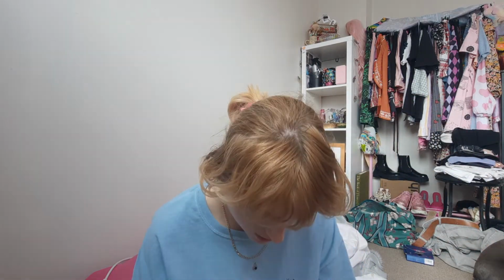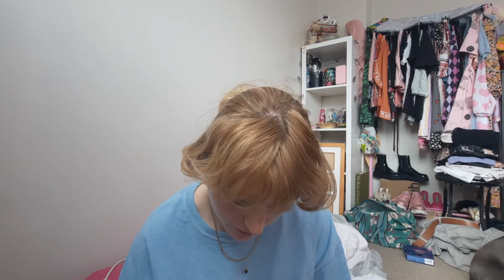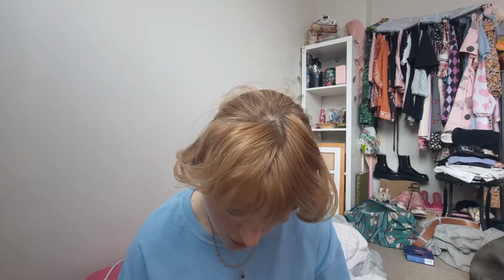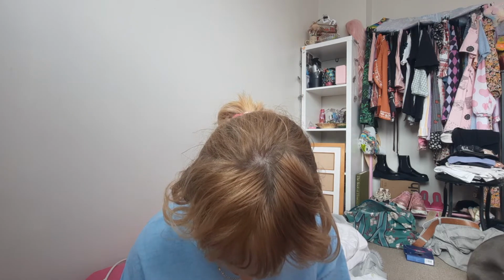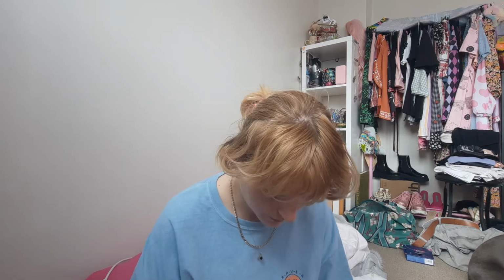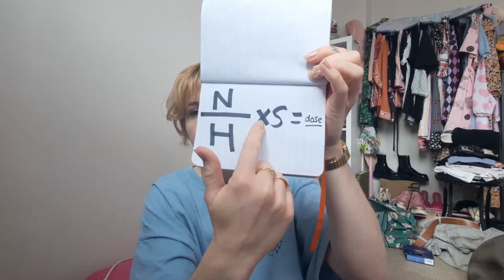So I've got it all written here. NHS stands for need, have, size. So you do the need divided by how much you have, times by the size, and it equals the dose. Like this: N over H times S equals dose.